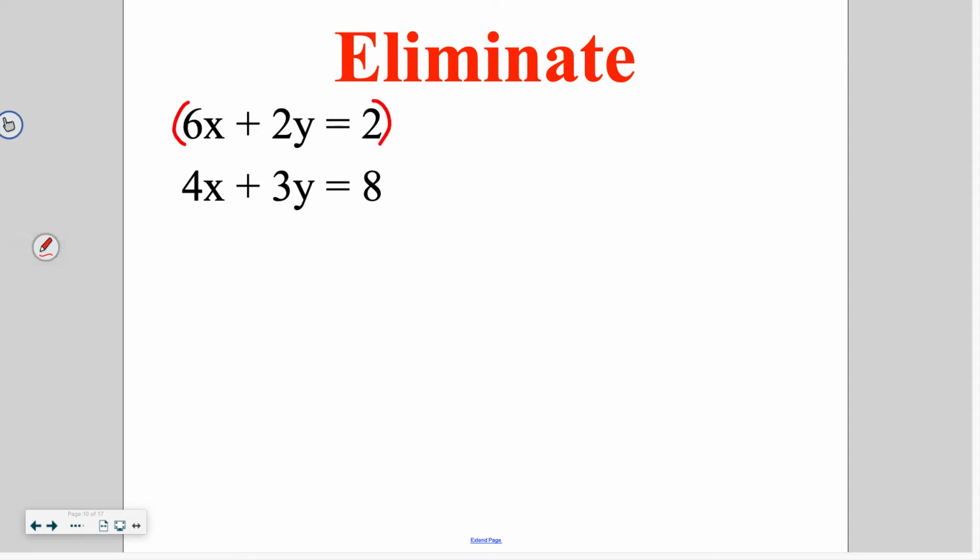In this case, you're going to just want to multiply by opposites. So 2 and 3 are my numbers.